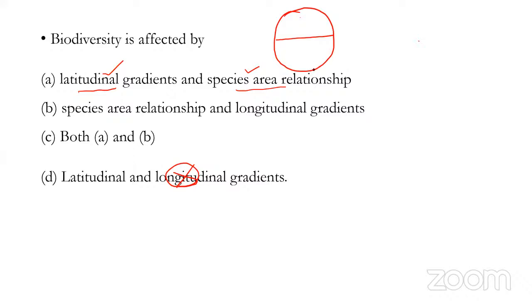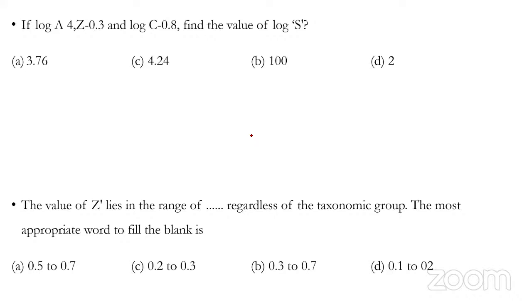the species area relationship, which was proposed by Alexander von Humboldt. Species richness keeps on increasing with the increase in the area of exploration, but only up to certain limits. This is true. Option A is true. B, species area relationship and longitudinal gradient: as I told you, we do not have a longitudinal gradient, only the latitudinal gradient, so B will be wrong. So obviously C will be wrong. And D also has longitudinal gradients, so it will be wrong. So the correct answer should be A. Next question.